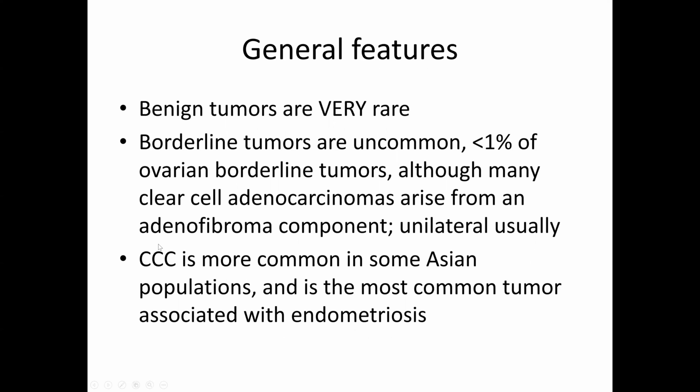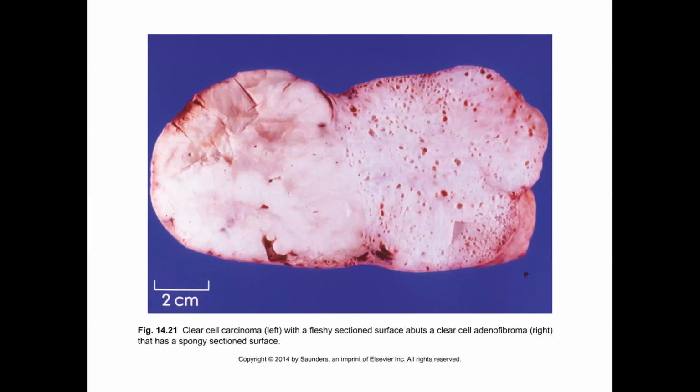The other thing is that it may be somewhat population specific. And so there are some Asian populations where clear cell carcinoma is more commonly seen for some reason, and maybe the more common lesion associated with endometriosis. So there may be something unique in the diet or the genetic background that is driving that, and certainly a topic worth investigating. Here's a clear cell tumor.